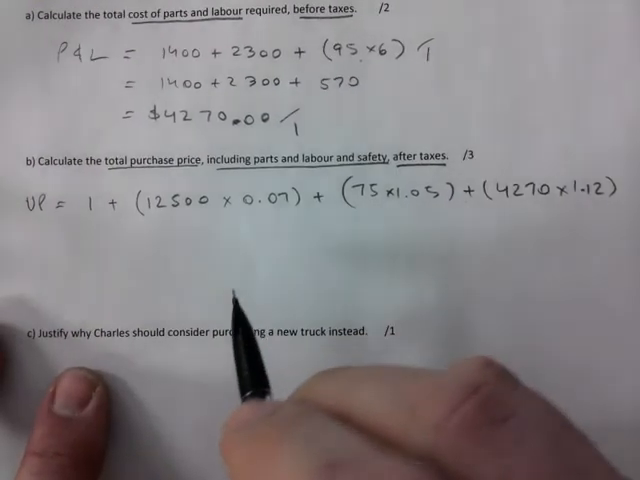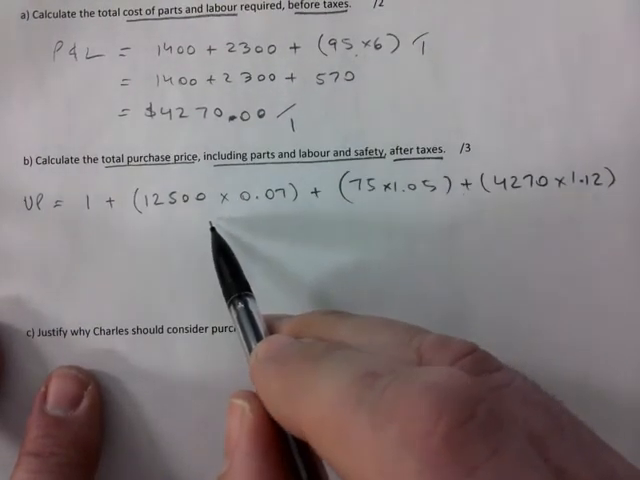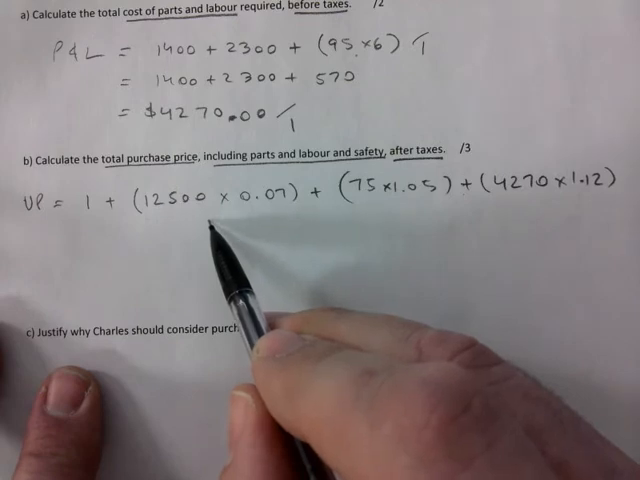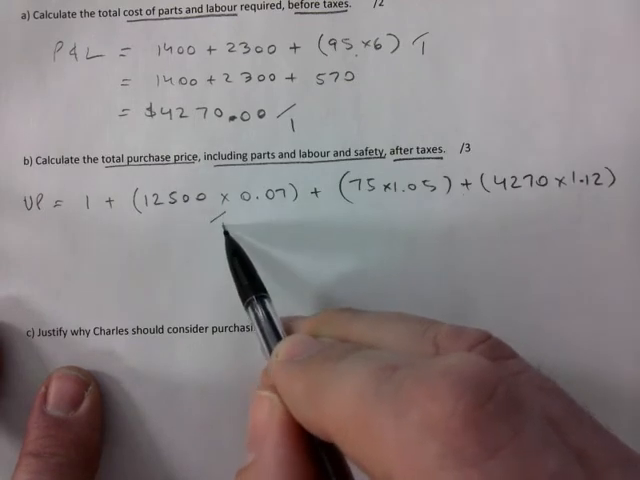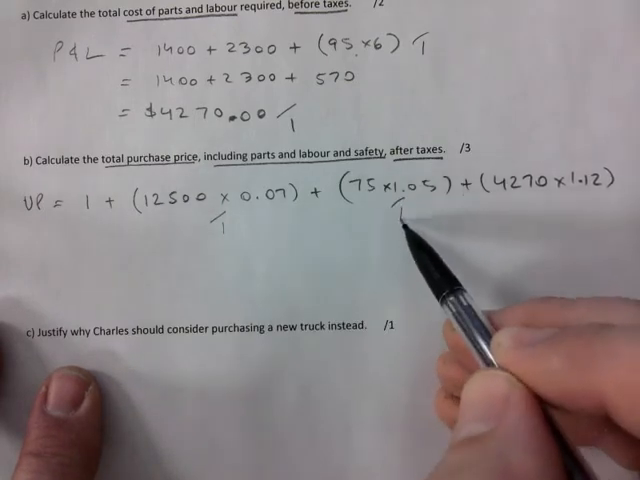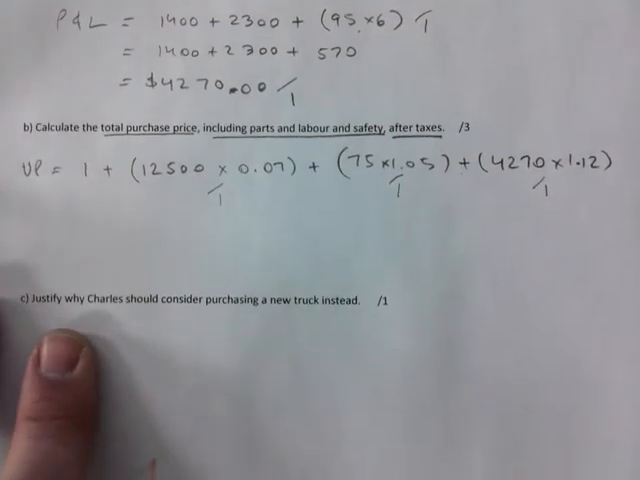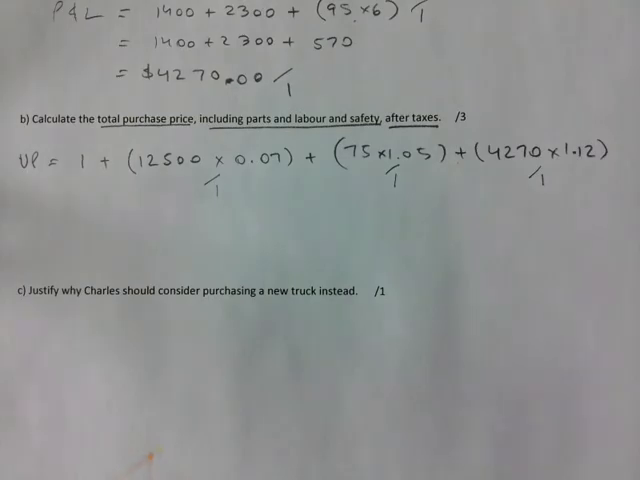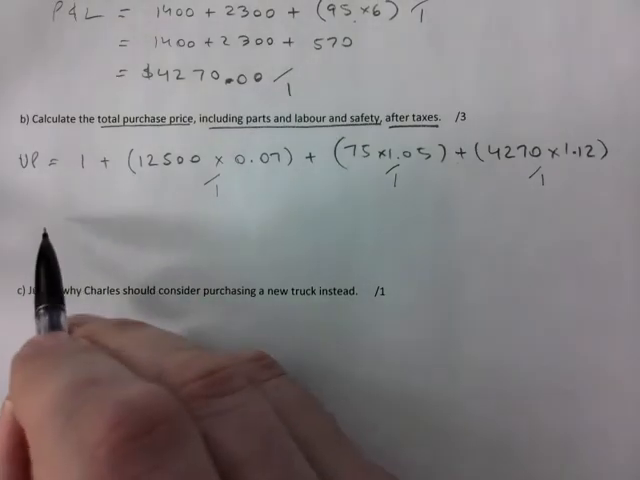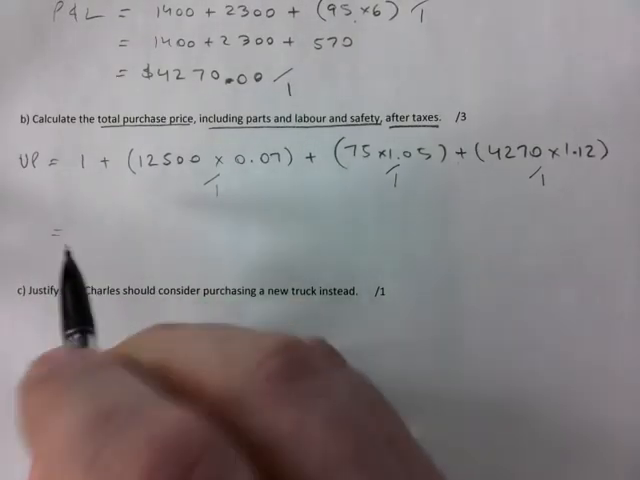So here we go. Let's do the breakdown. I'm going to change the marks here. 1 mark there, 1 mark there, and 1 mark there. 3 marks if you did that correctly. If you do your PST, safety, and labor correctly, you get 1 mark each, and then you're going to get 1 mark for the final answer.